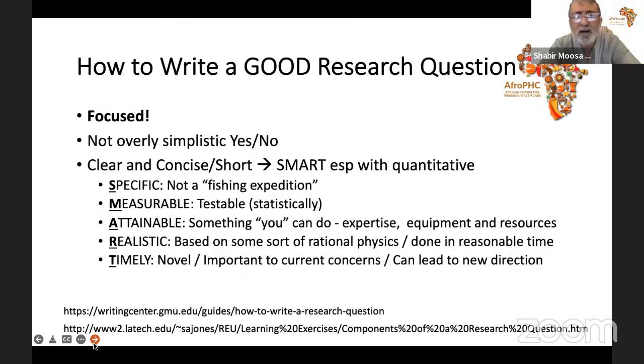So again, SMART is something that's useful. You need to have it. Focused means that it's clear. Is it clear what it says? And is it concise, short?